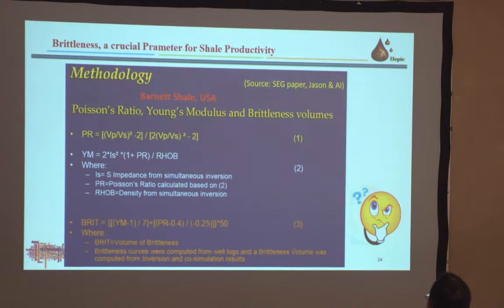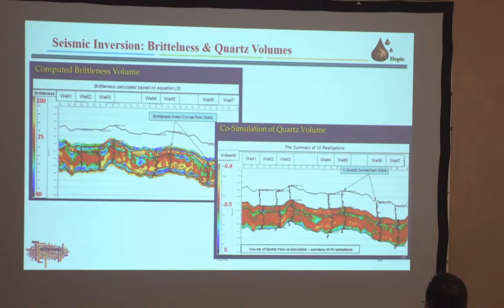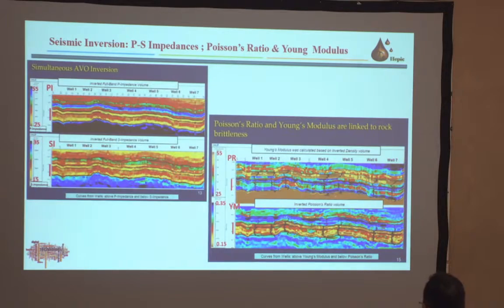Last parameter, the brittleness, how the rock can break, and this is also extracted from two parameters called Poisson ratio and Young modulus. There are some equations for that. And here again, we go through the inversion, and this is the compressional acoustic impedance, and the main reservoir is here. It's the lowest acoustic impedance.